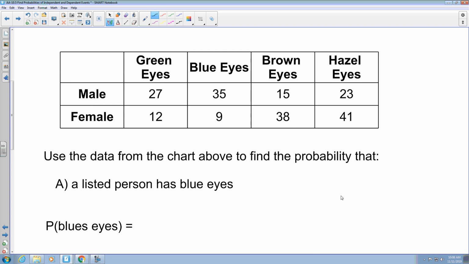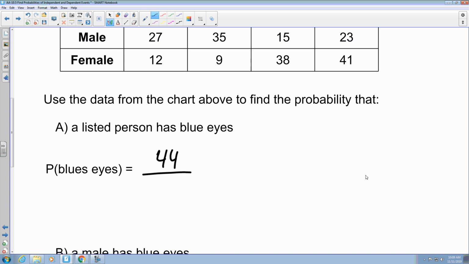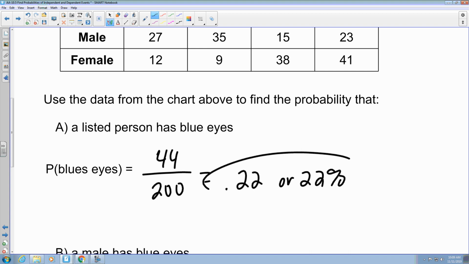So here we have a diagram. It says male and female with different colored eyes. It says use the chart above to find the probability that a listed person has blue eyes. There's 35 plus 9, so that's 44. So 44 people have blue eyes out of 27, 12, 35, 9, 15, 38, 23, 41. That's 200. So reduce that, that's about 0.22 or 22%.